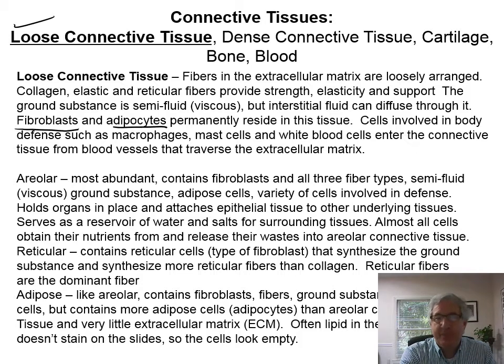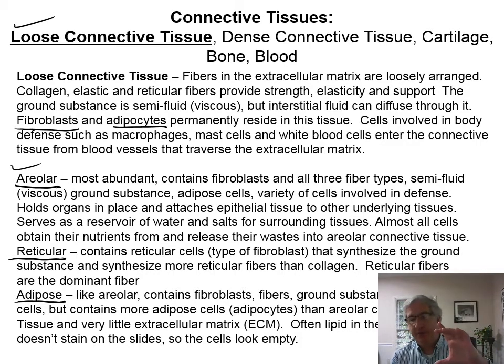So what are the three types of loose connective tissue? Well, there's areolar, there is reticular, and there's adipose. So areolar is the most abundant one. Areolar tissue underlies every single epithelial cell layer. So whenever you have a layer of epithelial cells, whenever you have epithelial tissue, right underneath that you're going to have areolar tissue.